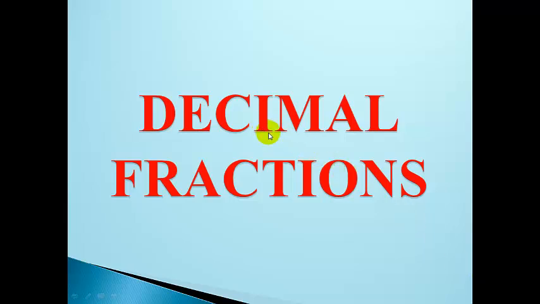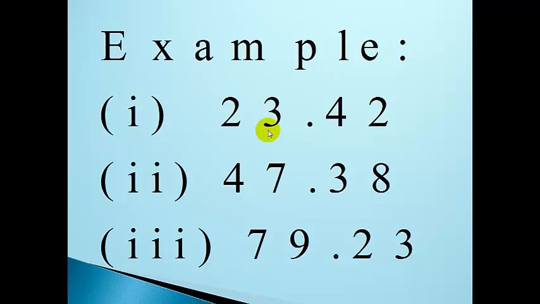This is an audio-visual presentation on decimal fractions. Now let's consider some examples of a decimal fraction. We have 23.42, 47.38, and 79.23. Now, when we consider the example in I, 23.42, we have two digits after the decimal point.